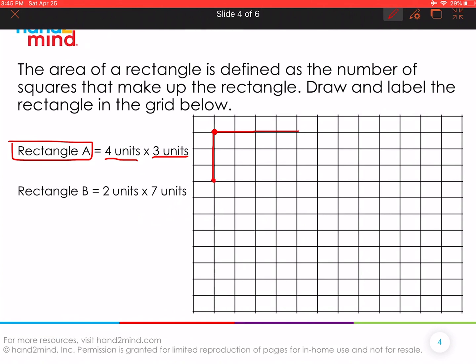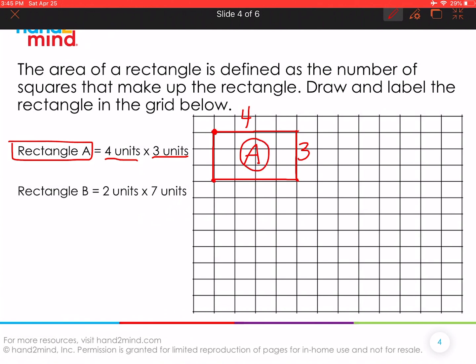So there's my length and my width, my dimensions of my rectangle. So I know if the top is 4 units, the bottom has to be how long, guys? Shout it out. Good, 4 units. 1, 2, 3, 4. And if my left side is 3 units, my right side has to be 3 units. Wonderful. So let's go ahead and label this as a 4 by 3 rectangle, and this is rectangle A.